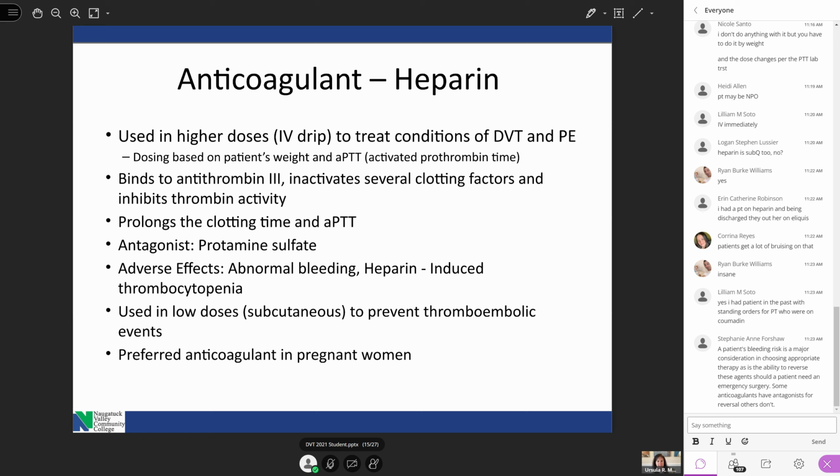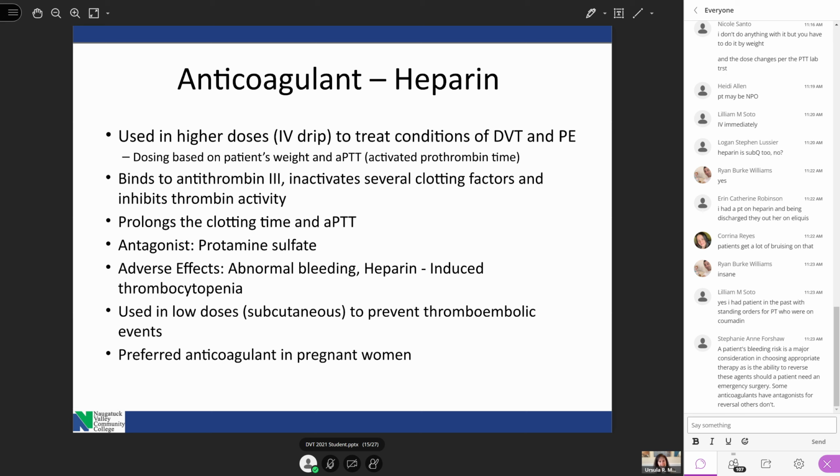So it binds to antithrombin 3. You do not have to know this, but for those of you who are interested, it inactivates several clotting factors. It inhibits the thrombin activity. So that's how it works with the clotting factors. It prolongs the clotting time.